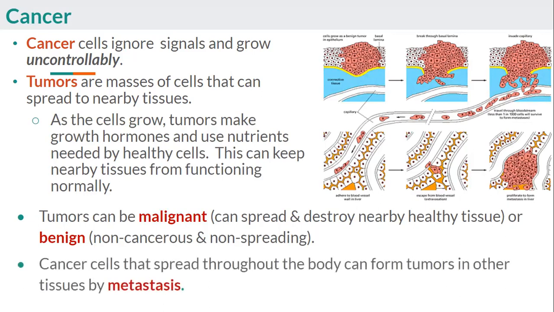So, what happens is when those cells spread to different parts of the body and form tumors, that's called metastasizing. So they're moving to different parts and affecting other organs and tissues and things like that.